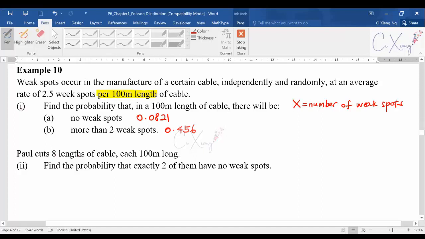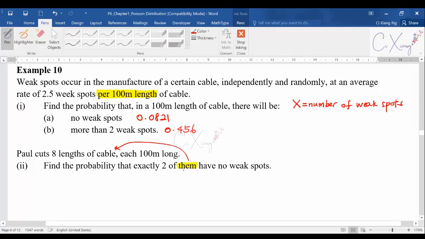Paul cut 8 lengths of cable, each 100 meters long. So that means Paul had 8 cables, and every cable is 100 meters long. Then they say find the probability that exactly 2 of them have no weak spots. What is the meaning of them? That means they are talking about a cable, right? So for this question, they are focusing on them, 2 of them, something happened.